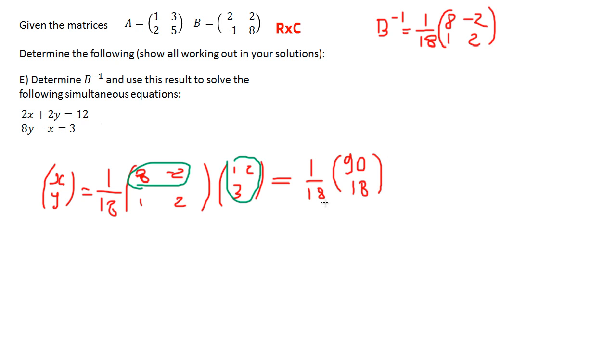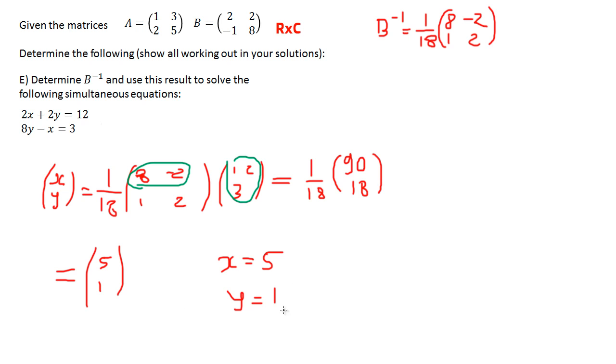And this is our answer basically, but to get the value of x and y we gotta times this by 1 over 18. So this will become 90 over 18, which is 5, and 18 over 18, which is 1. And the value of x will be 5 and y will be 1.